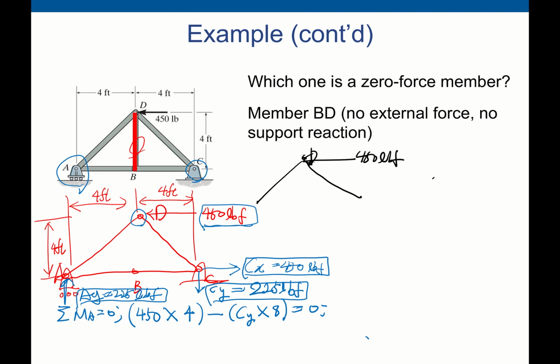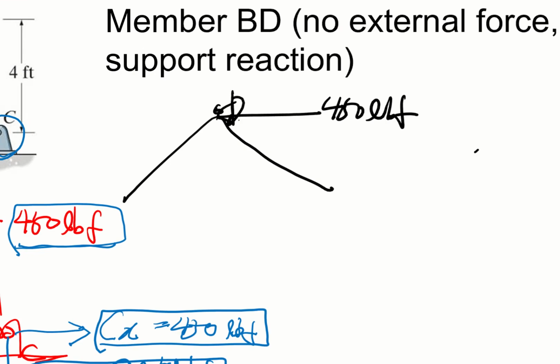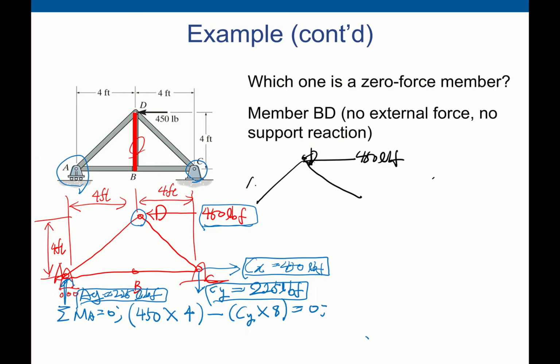We don't know the direction of the internal force, whether this is in compression or tension. Let's assume these two forces are compression. Force AD and the force CD are in compression. This is our assumption. We will figure out whether this is right or wrong.